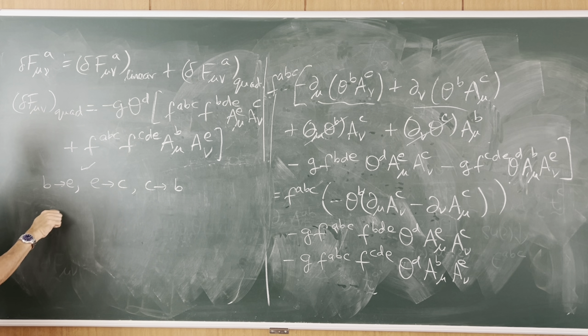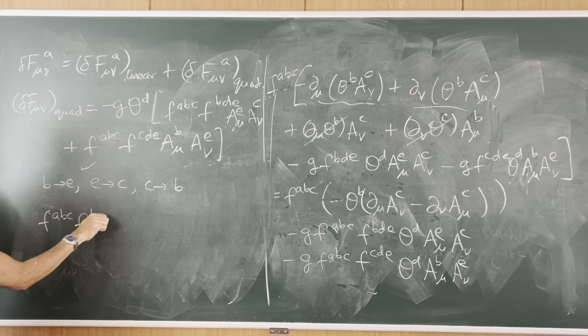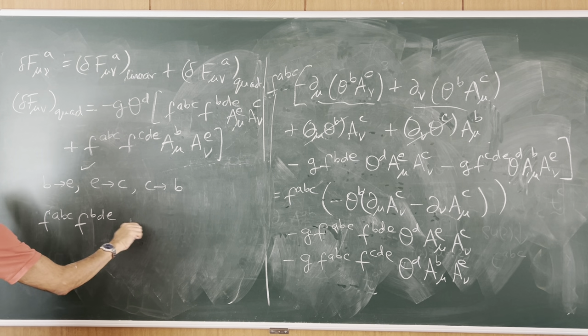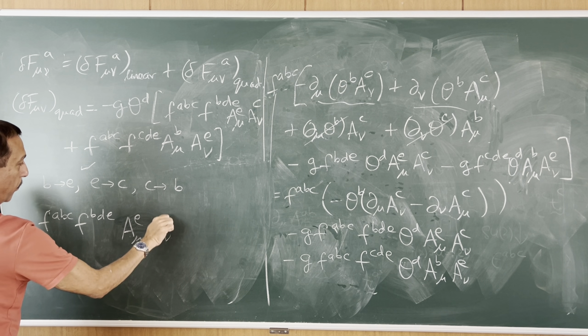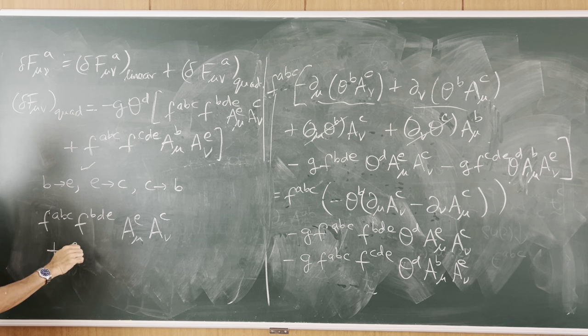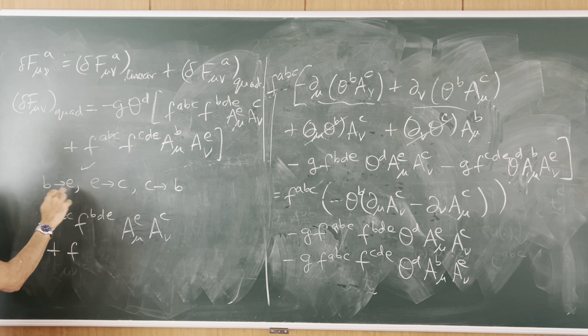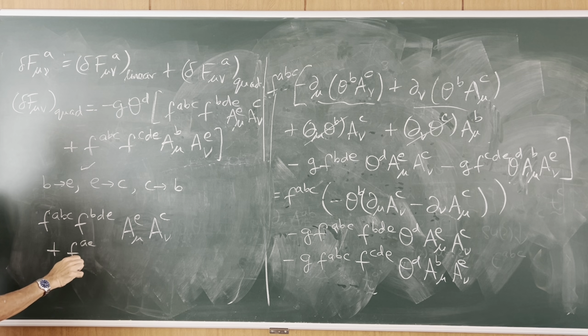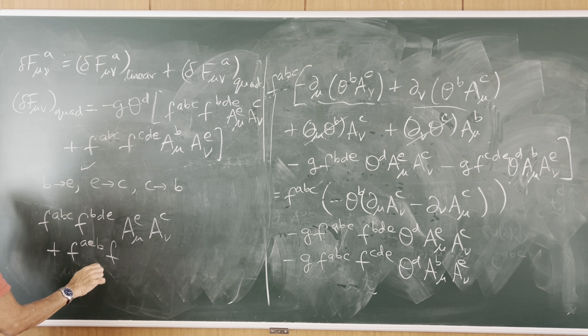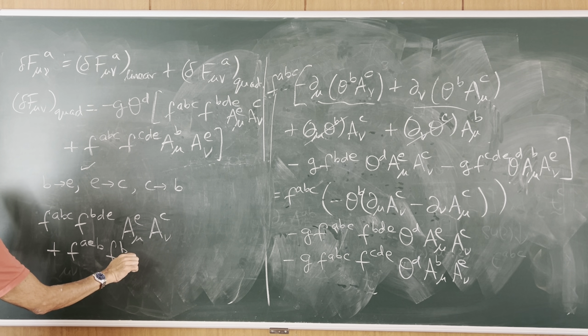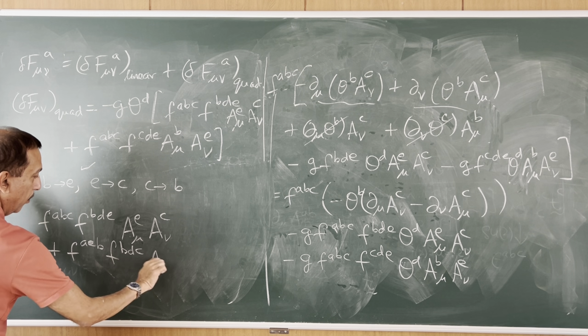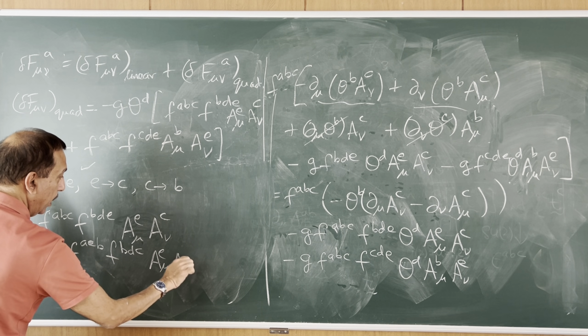Then you'll find that this is FABC. The first term I didn't do anything to it, so this first term I just copy. The second term under this replacement, B has become E, so it's FAEB. And the third term is FBDC. Okay. And what are the A's? They were by construction A mu A, A mu E, A mu C.